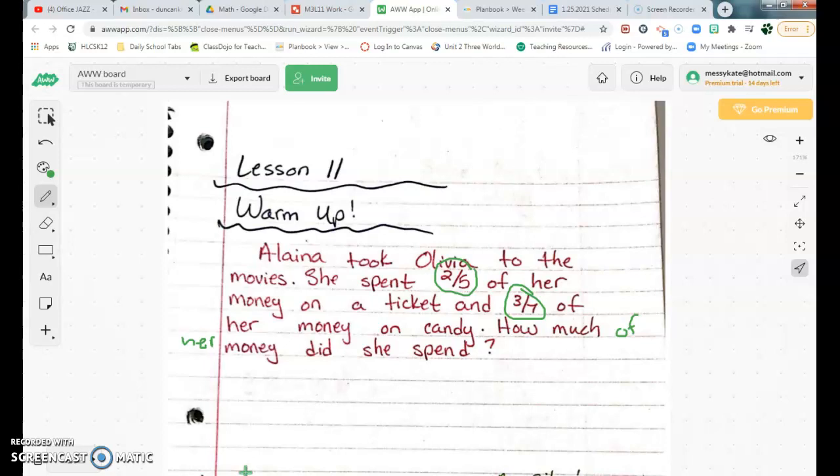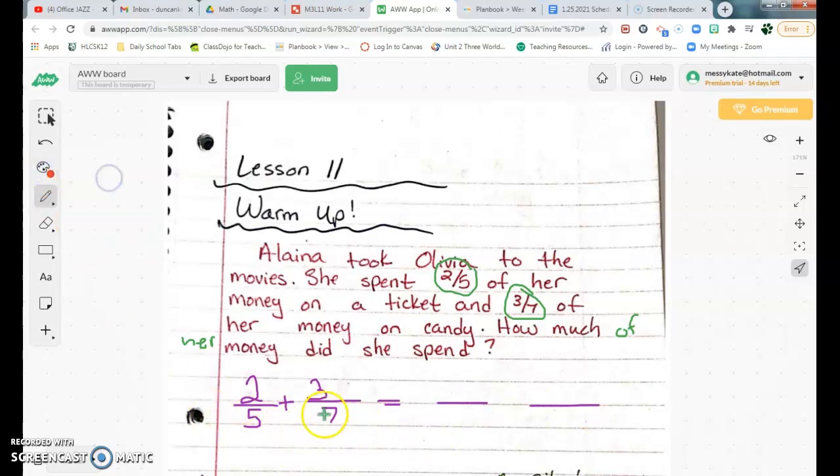Alright, hopefully you had a chance to solve that problem on your own. So I know that if she had 2/5 of her money spent on a ticket and 3/7 of her money spent on candy, to figure out how much of her money she spent altogether, I'm going to need to add those two fractions. So I'm going to add my 2/5 and my 3/7. Now to solve this, I'm going to do the butterfly method because my denominators are unlike denominators.